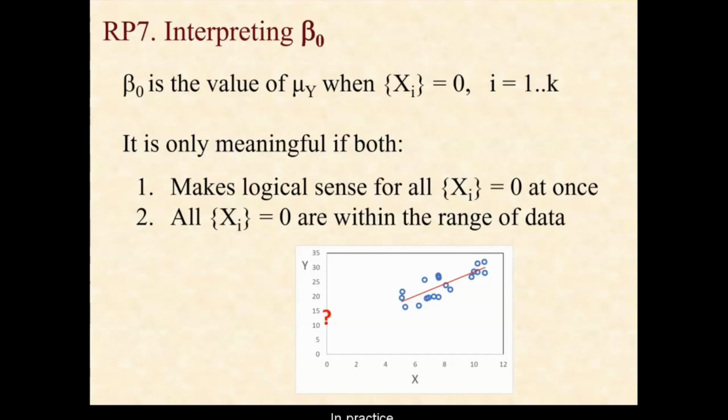In practice, it usually is true that one or both of these conditions is not met, leaving beta naught to have no interpretation in context. Occasionally, it is both logical and within the sample range that xi equals 0 is possible for all the predictors in the model, but usually this is not the case. We always need to be careful about interpreting beta naught and be sure that it is in fact meaningful for the decision situation.